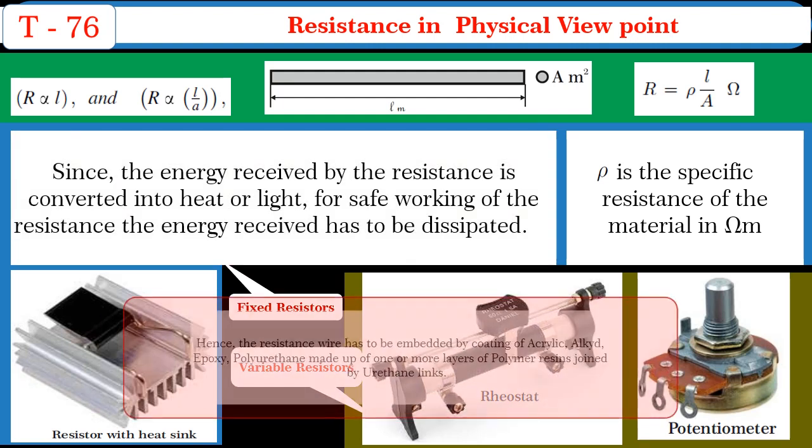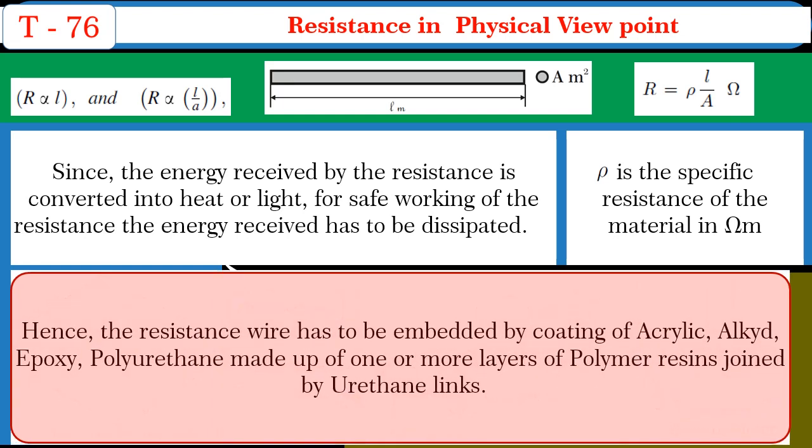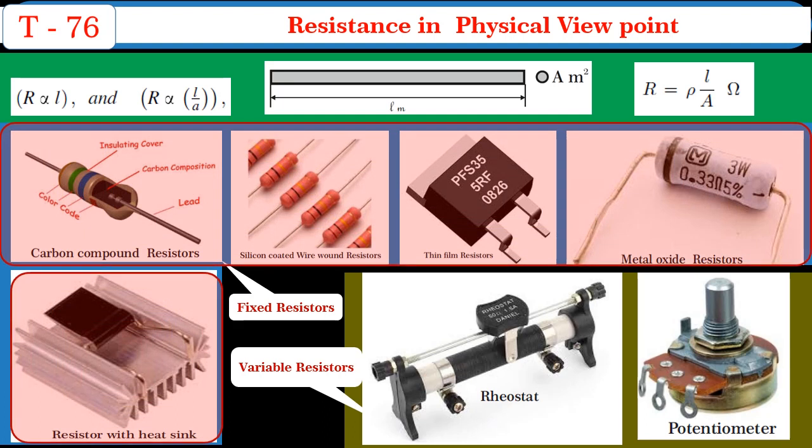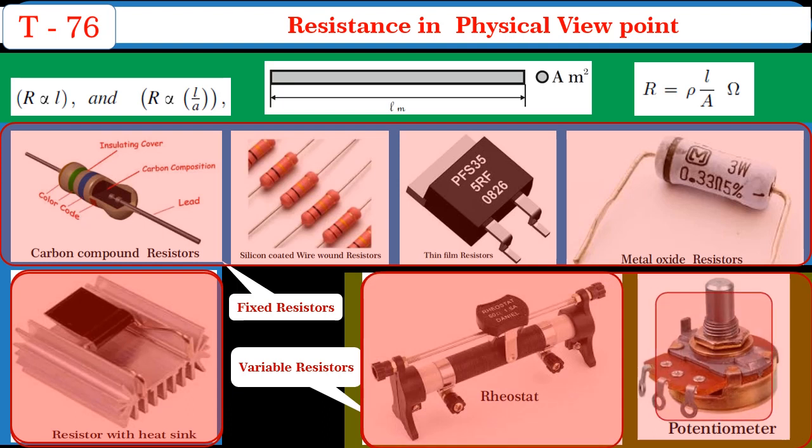Hence, the resistance wire has to be embedded by coating of acrylic, alkyd, epoxy, or polyurethane made up of one or more layers of polymer resins joined by urethane links. Friends, here you find some of the fixed resistors and the variable resistors. You also find the resistor with heat sink because the power to be dissipated is large in this resistance. This resistance is called a rheostat and this resistance is called a potentiometer that you know.